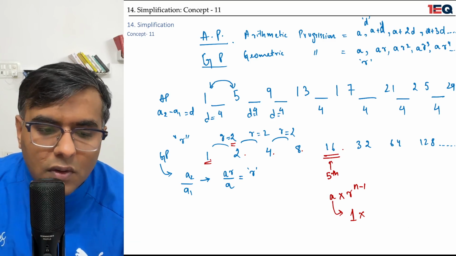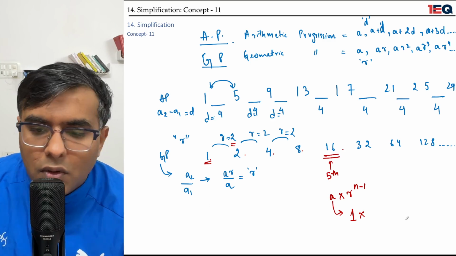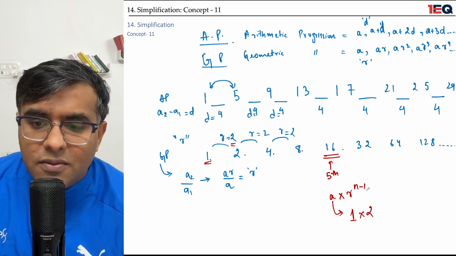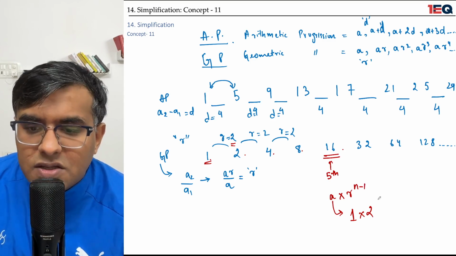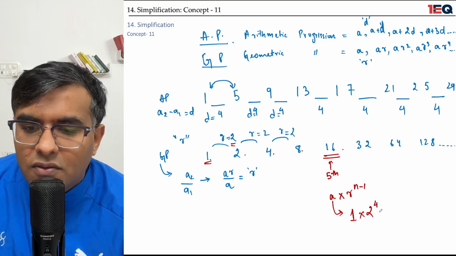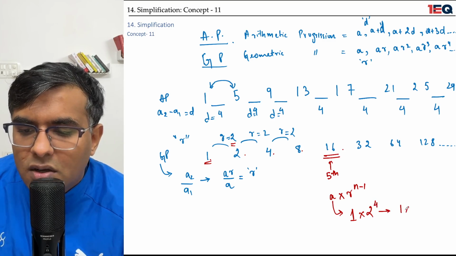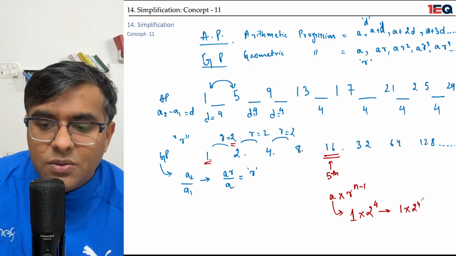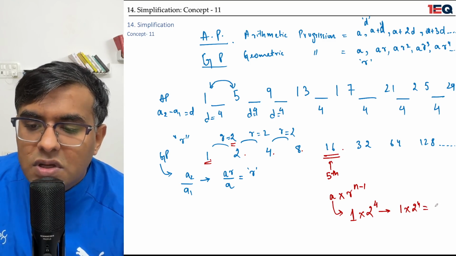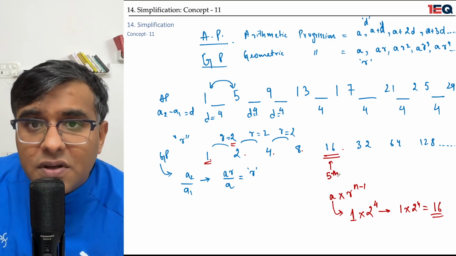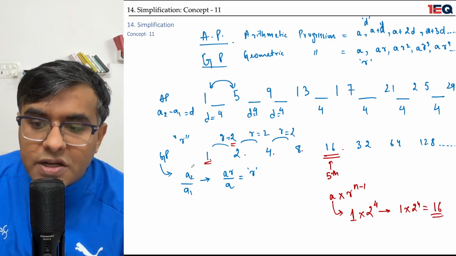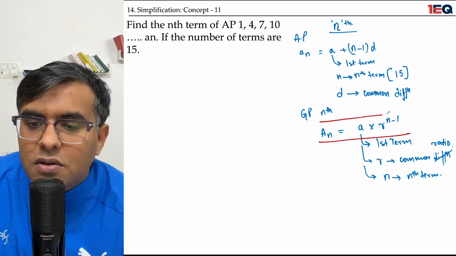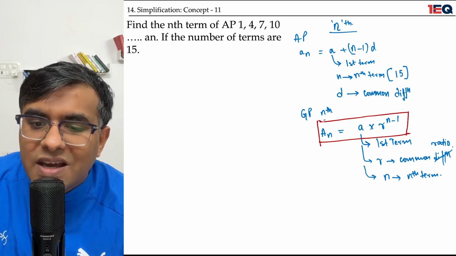So r is equal to 2, raised to the power n minus 1. We're talking about the fifth term over here, so n minus 1 would be 5 minus 1, or simply 4. When I do this, 1 multiplied by 2 raised to the power 4: 2 2s are 4, 4 2s are 8, 8 2s are 16. So the fourth power of 2 is equal to 16, and that is my fifth term of this geometric progression. Here I lay down the foundation of the geometric progression nth term.